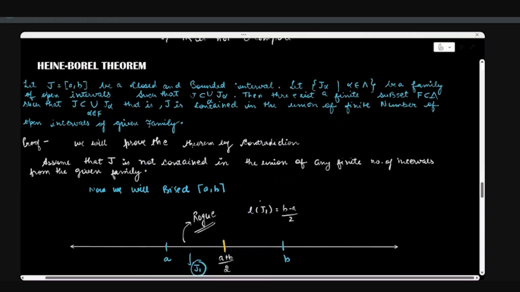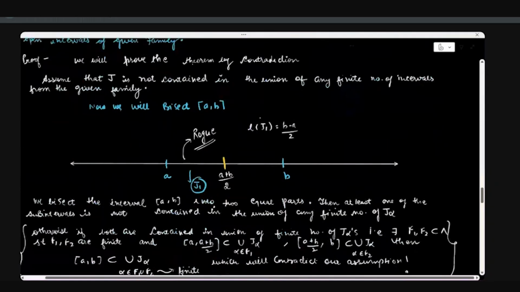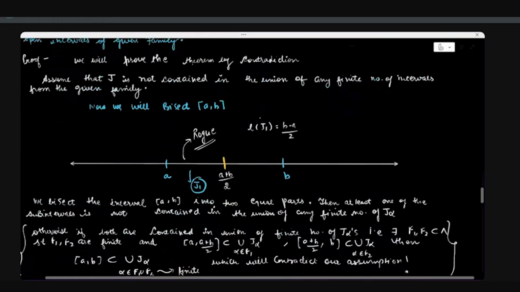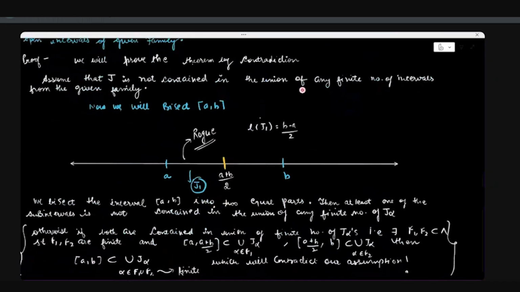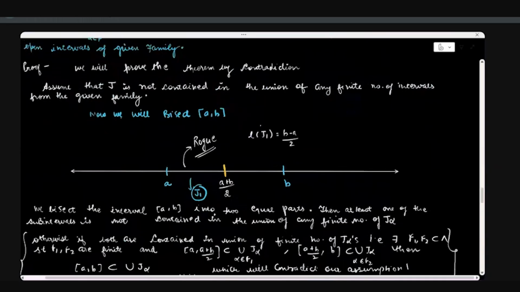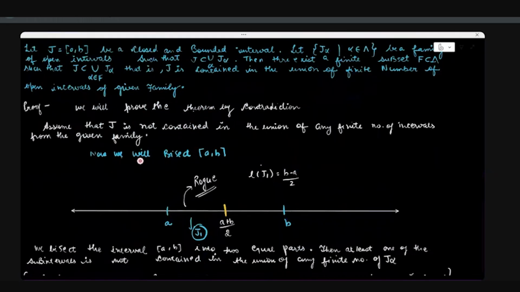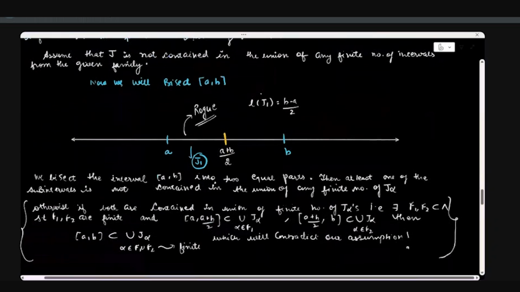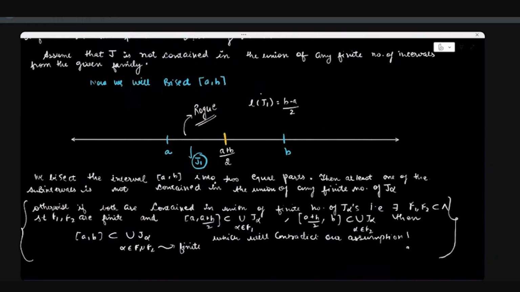So let's begin. First we will prove the theorem by the method of contradiction. Let's assume that J is not contained in the union of any finite number of J alphas from the given family. Now we will bisect our interval AB into two equal halves. Observe that if we bisect our interval into two equal parts, then at least one of the subintervals is not contained in the union of any finite number of J alphas. It means one of the subintervals must not have a finite subcover.